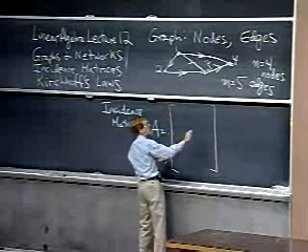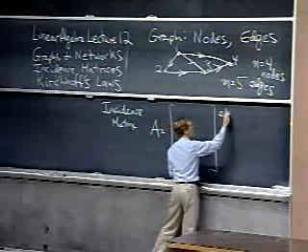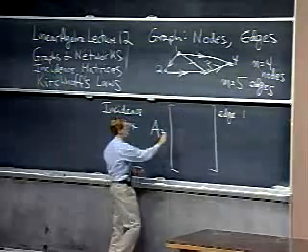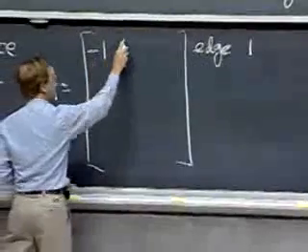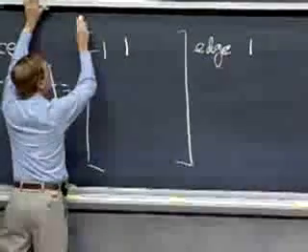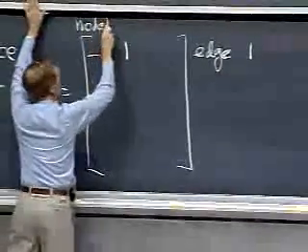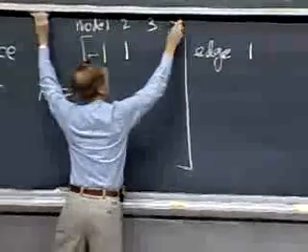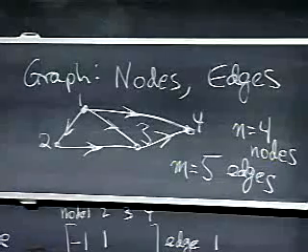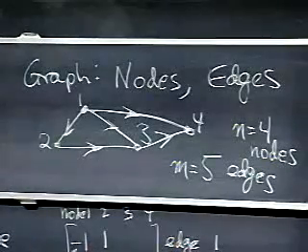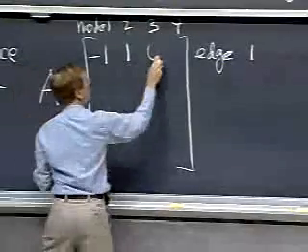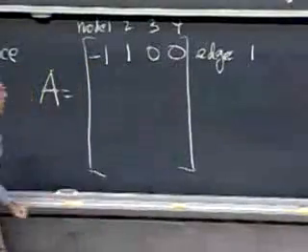Let me write down again what this graph looks like. Okay, the first edge, edge 1, goes from node 1 to 2. So I'm going to put in a -1 and a +1. This corresponds to node 1, 2, 3, and 4, the 4 columns. The 5 rows correspond, the first row corresponds to edge 1. Edge 1 leaves node 1 and goes into node 2, and it doesn't touch 3 and 4.